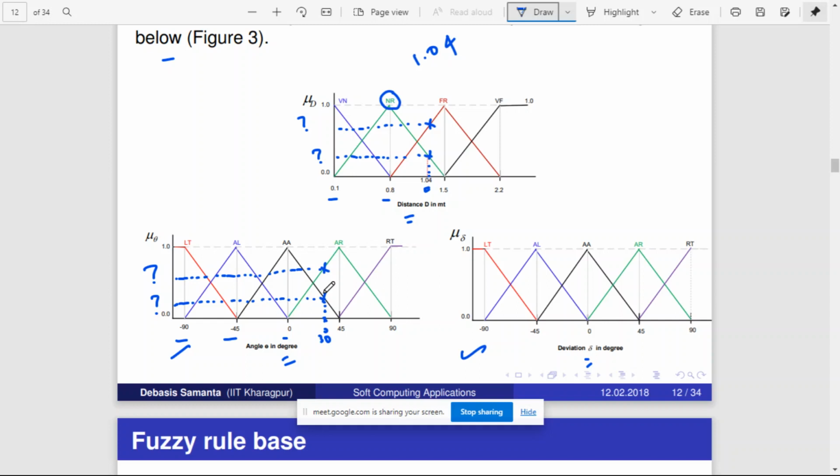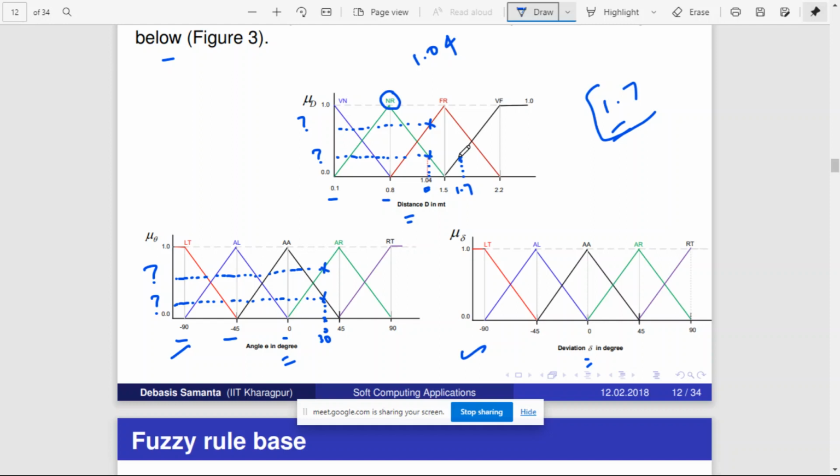Let me give another value, say 1.7. So 1.7 means what are the possible linguistic values for distance it may take? Could someone answer? 1.04 may take either near or far. Similarly, for 1.7, what are the possible linguistic values for distance it may take? Yeah, good. So 1.7 means it will come here, so it will intersect here, and also somewhere it will intersect here. So this is very far and this is far, right?